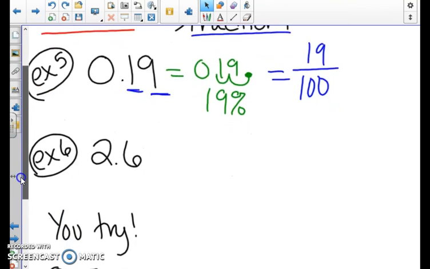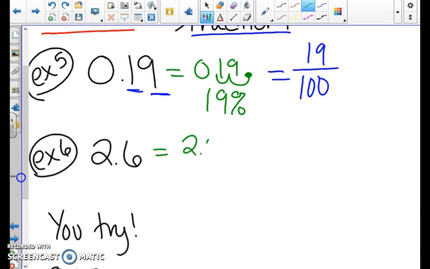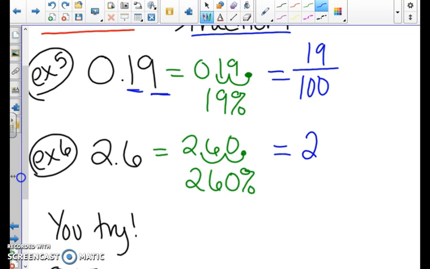All right, let's try 2.6. So 2.6, I'm going to go ahead and make that into a percent first. So 2.6, which means I'm dipping, so I'm going to go to the right twice. 1, 2. That egg carton is empty, so I add my egg. I rewrite that as 260%. Once again, we write it like we say it. So this is 2 and 6/10. So 2 and 6/10.